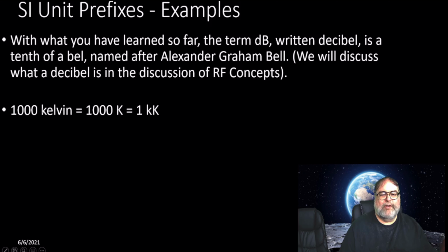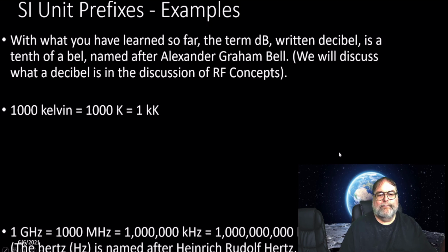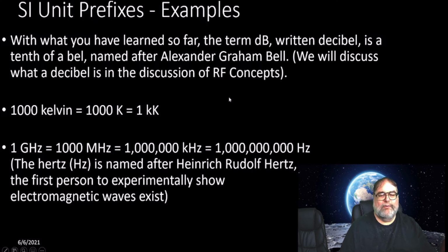So here's some other examples. 1,000 Kelvin could be written as 1,000 K or 1 kilokelvin, which is one of the reasons why the kilo is lowercase, among other reasons. 1 gigahertz is 1,000 megahertz, which is a million kilohertz or a billion hertz. Those all represent the same frequency.